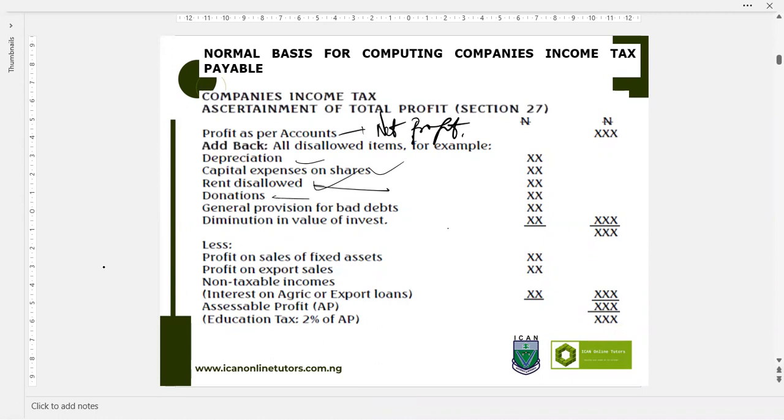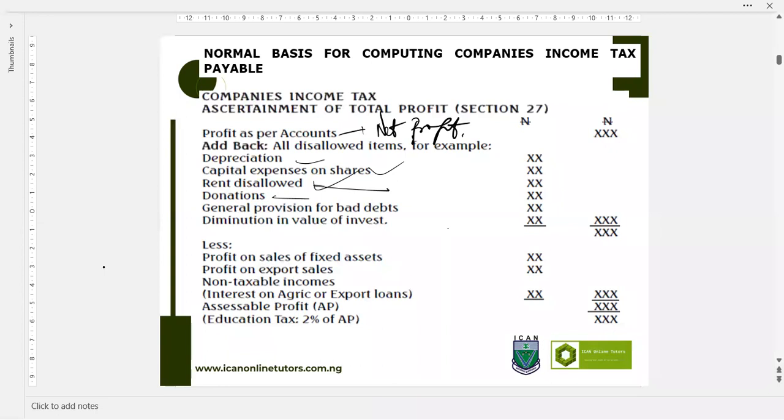Then also donations that do not qualify under the provision of the 5th Schedule of CITA. Okay. So which states that we have like 5 conditions there, if you can still remember. 1, it must be made to an approved institution or fund, such as the Red Cross, Girl Guides, and the likes. Then it should not exceed 10%, those conditions, right?